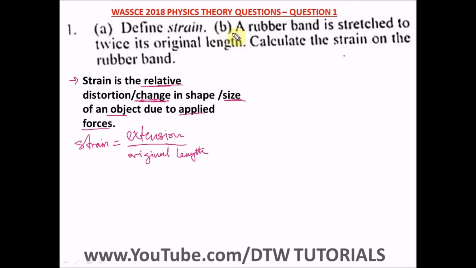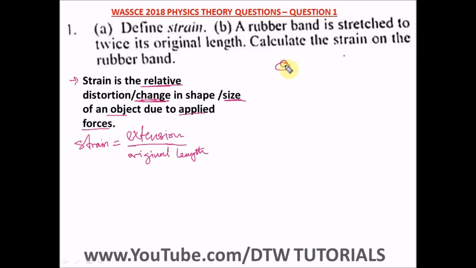So we also have question B here, and it says a rubber band is stretched to twice its original length. Calculate the strain on the rubber band. So we have to know what our extension is and what our original length is. First of all, it has said the rubber band is stretched to twice its original length.